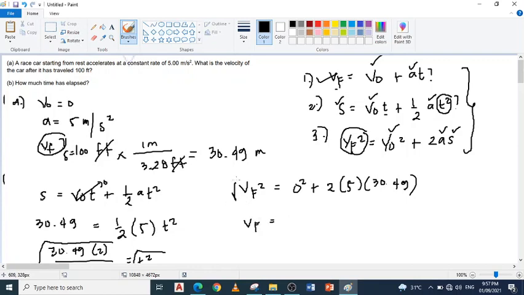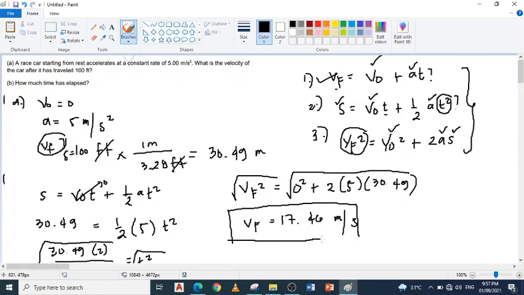Okay? And then, VF natin, so getting the square root of both sides, ayan. So VF is equal to the square root of 2 times 5 times 30.49. So final velocity is 17.46 meter per second. Okay.